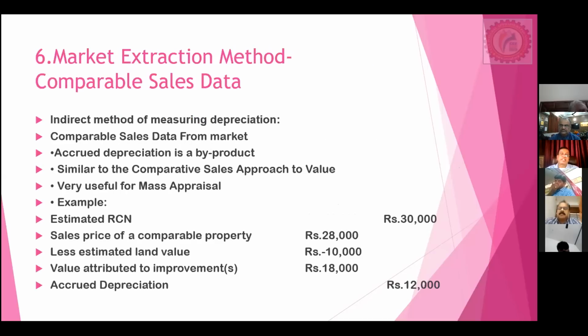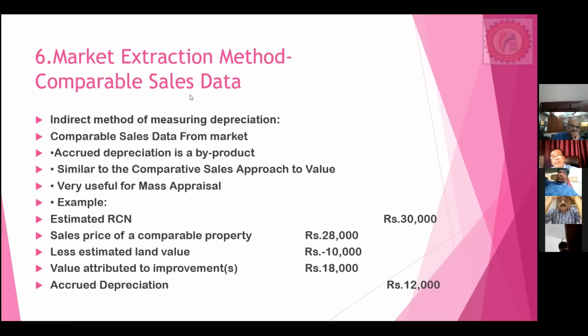Now, how to apply this market extraction method for the complete building? Let us see. The estimated replacement cost new is 30,000. Sales price of the comparable property, I have given, is 28,000. Now, this 28,000 includes the land value as well as the building value. You know very well that when the entire property is sold for a certain 28,000, it includes the value of the land also.